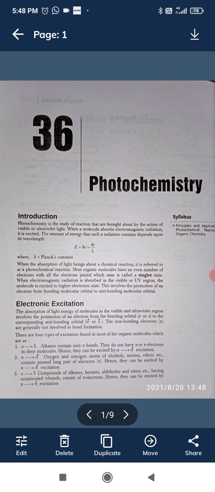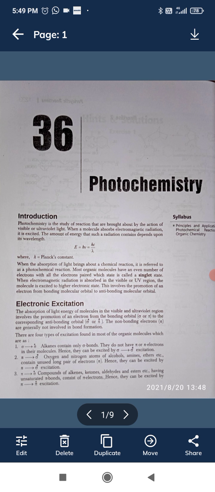When electromagnetic radiation is absorbed in the visible or UV region, the molecule is excited to a higher electronic state. This involves promotion of an electron from a bonding molecular orbital to an anti-bonding molecular orbital. These types of excitations depend on from which bonding molecular orbital to which anti-bonding or non-bonding orbital the electrons get excited. On this basis, we have different types of electronic excitations.